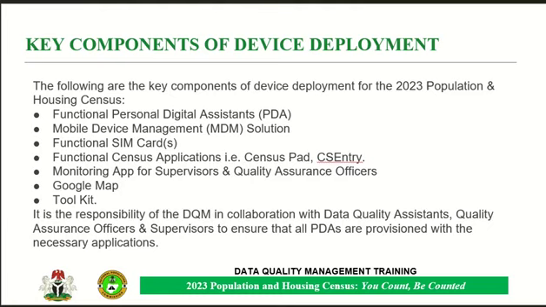It is important to note that it is the responsibility of the DQM in collaboration with the DQAs, the quality assurance officers and supervisors to ensure that all PDAs are provisioned with the necessary applications. What this means is before a device is handed over to the enumerators, the data quality manager must ensure that all the resources that ought to be on the devices are provisioned on the devices.